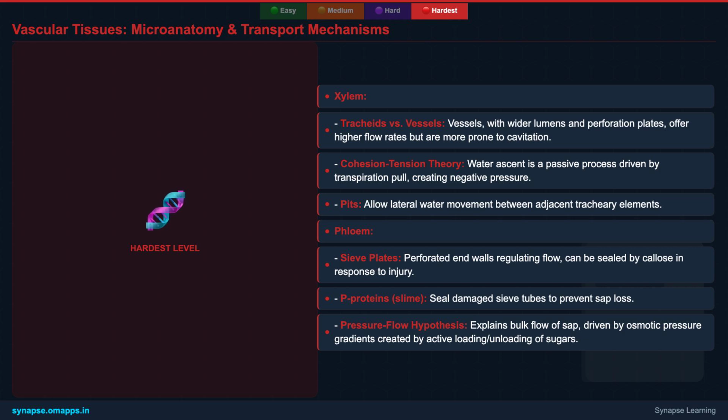For phloem, the sieve plates are not just filters, they can be rapidly sealed by callose in response to injury, preventing sap loss. P-proteins, or slime, also play a crucial role in this sealing mechanism. The pressure flow hypothesis describes how sugars are actively loaded into sieve tubes, creating an osmotic gradient that drives bulk flow, and then actively unloaded at sink sites, making phloem transport a dynamic, energy-dependent process.